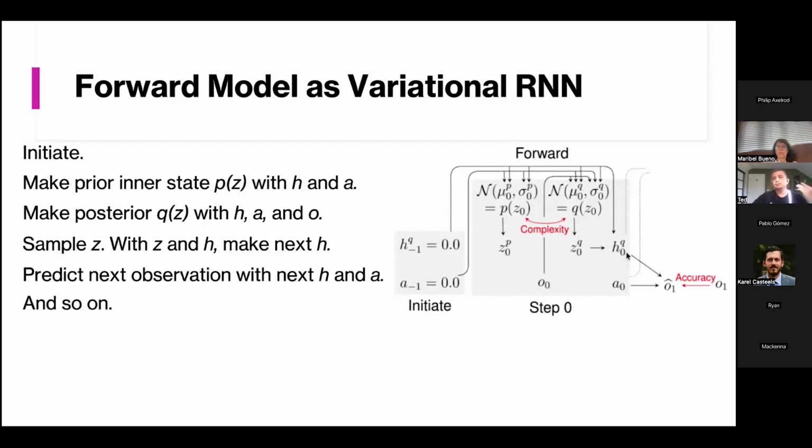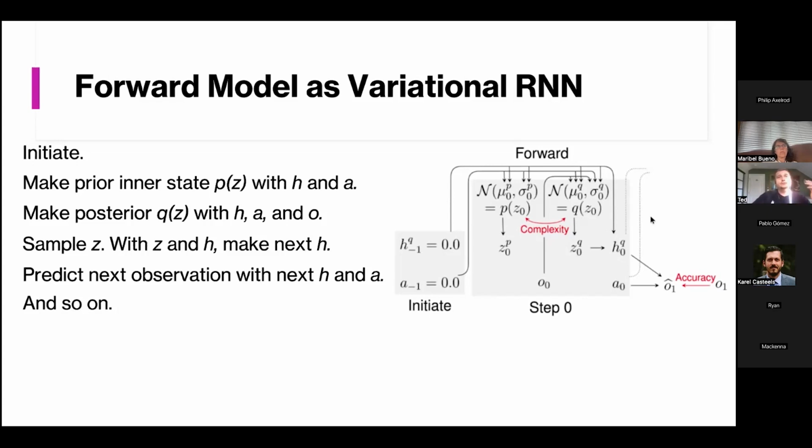We're just going to use this hidden state and this action to make another prior interstate and another posterior interstate using the next observation here. And so using this, you can see we have an accuracy value and a complexity value. So minimizing free energy means you make accurate predictions, maximizing accuracy, while also having the posterior and prior interstates. You want them to be very close together so that complexity is as low as it can possibly be.